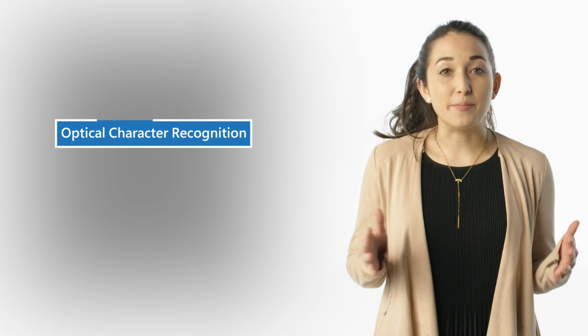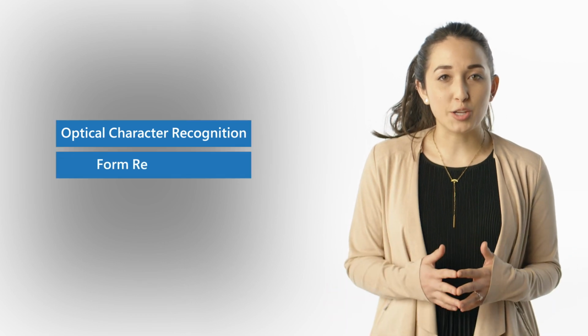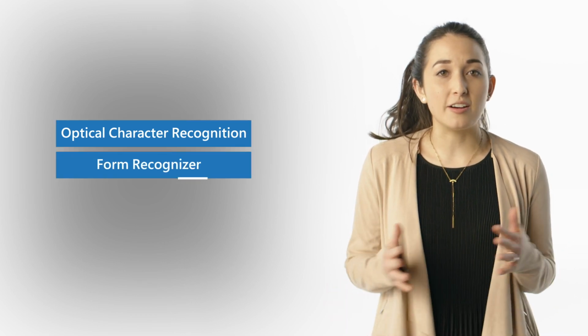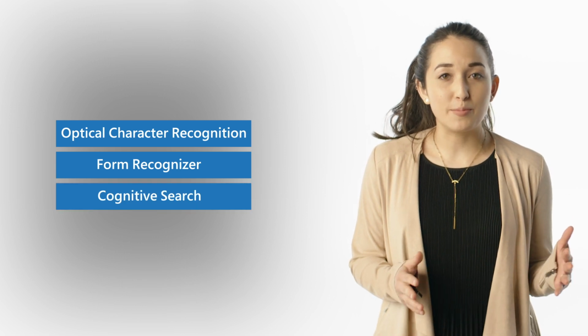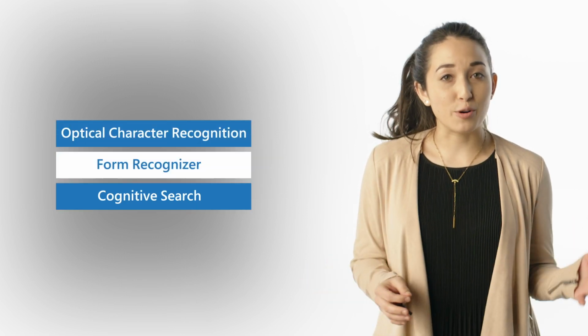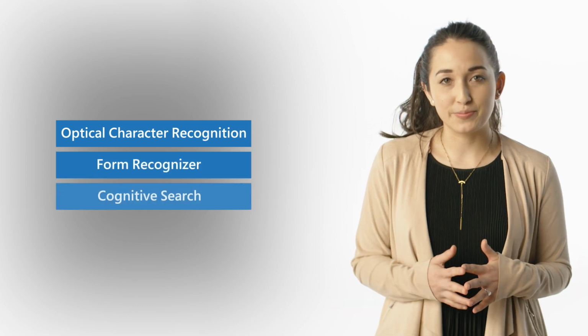Organizations across the globe are integrating AI solutions into their workflows to help automate document processing. Let's get started by walking through a typical document processing scenario. This diagram represents the main components for an automated document processing solution built on Azure AI. Over the next few minutes, I'll walk you through these components: OCR, Form Recognizer, and Cognitive Search. We'll start with optical character recognition, or OCR.